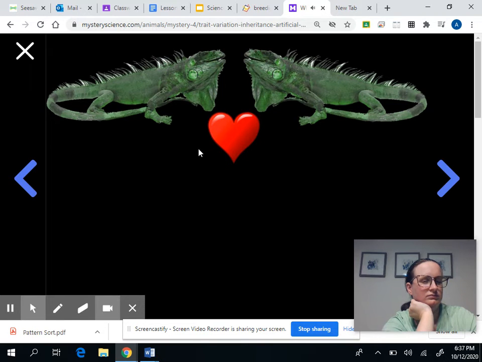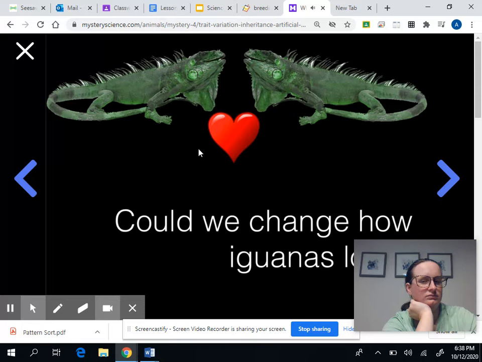So how would we change how iguanas look by breeding them together? Okay, so we know they're the same species, so they could have a baby together, right? And so now we're thinking, could we change how iguanas look? What if you were like, I really want a pet iguana that looks a certain way? Do you think we could change how they look?